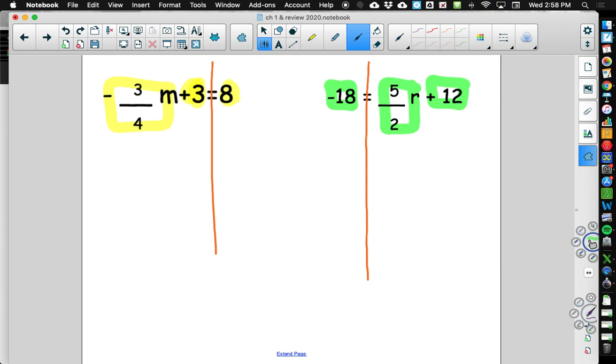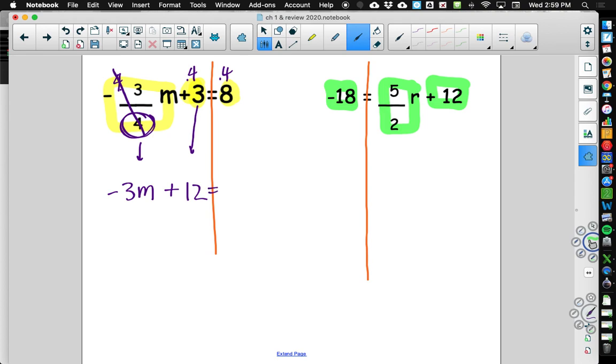So my biggest denominator on this side is a 4. So I'm going to take each of my parts and times it by a 4. In my first section, my 4's eliminate, and I'm left with negative 3m. In my second part, 4 times 3 is 12. And since that's a positive 12, I'm going to write plus 12.